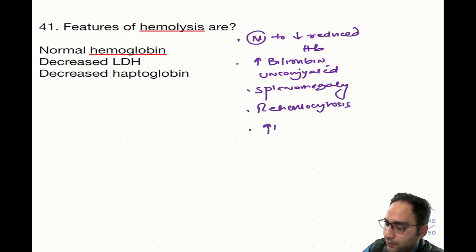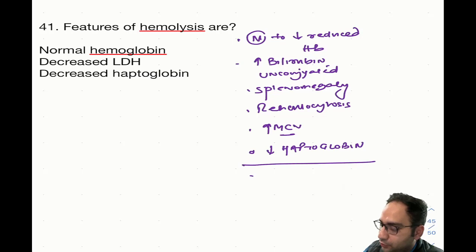Because of reticulocytosis, you will get increase in MCV. You will get decreased haptoglobin, and you will get increased LDH.